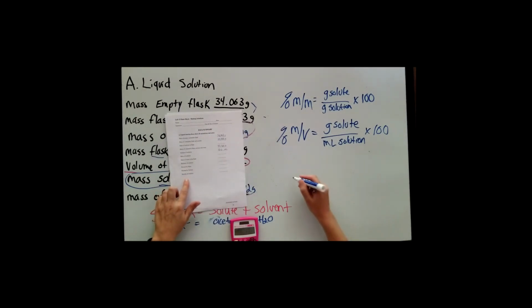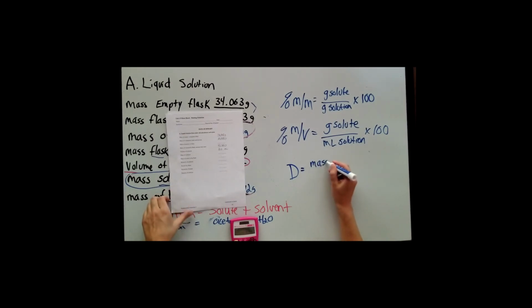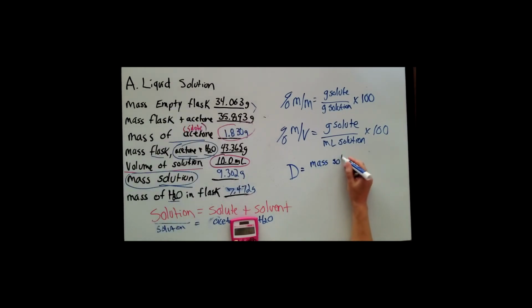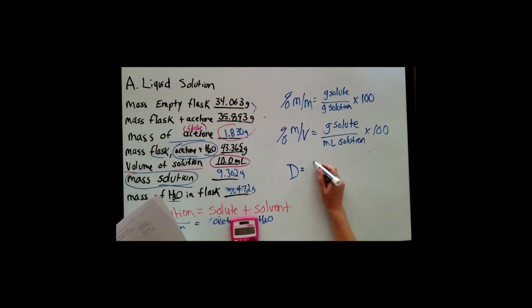And then the last one is density. So we haven't done density in a while, but density is going to be mass of solute, because it's grams per mil. So I should say grams instead of mass. Sorry, I'm used to saying mass over volume. So grams of solute over milliliters of solution. So I guess the only difference between these two is that this is a percent that you're multiplying by 100, and this one you don't multiply by 100.